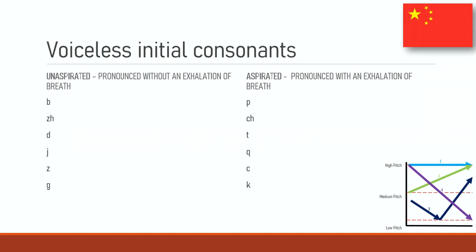I'm going to add some vowels to these consonants so I can demonstrate the sounds. I'm going to use single vowels in the first tone, but I will go into more detail about the vowels used in pinyin in my next video. I'm going to start by demonstrating the unaspirated consonants first. So ba, zhu, di, ji, zi, ge. Notice that I don't exhale when pronouncing the consonants.